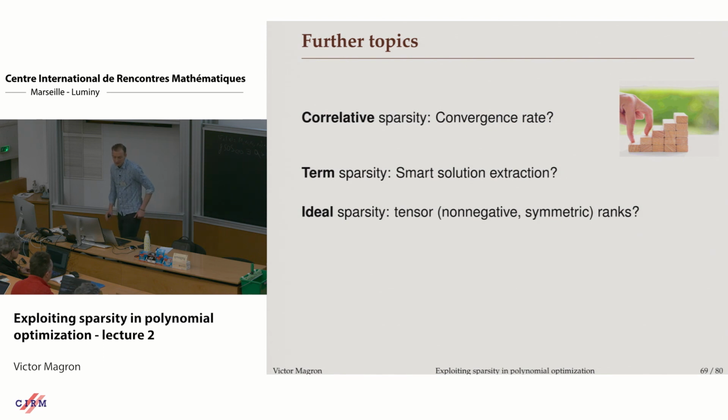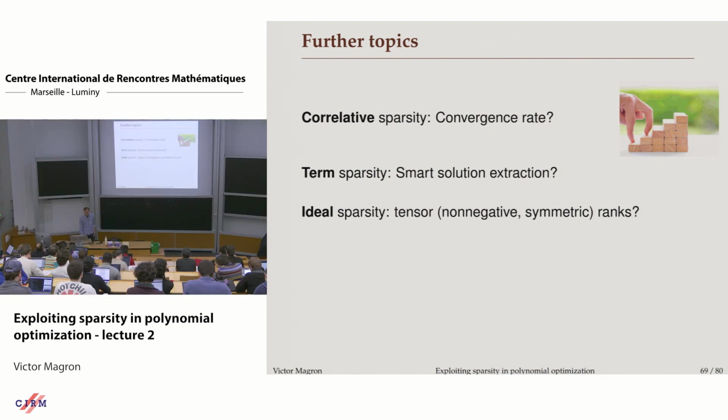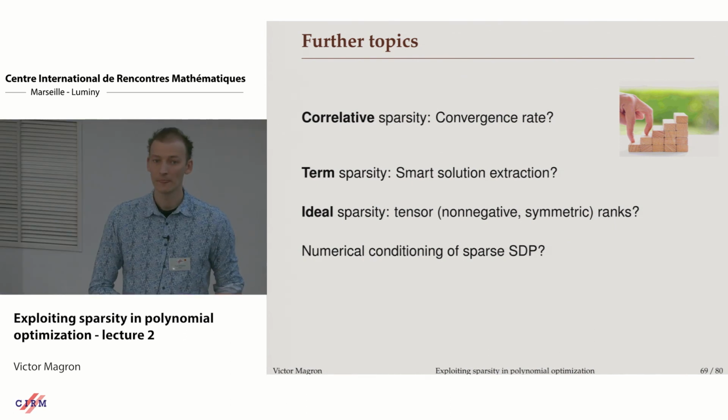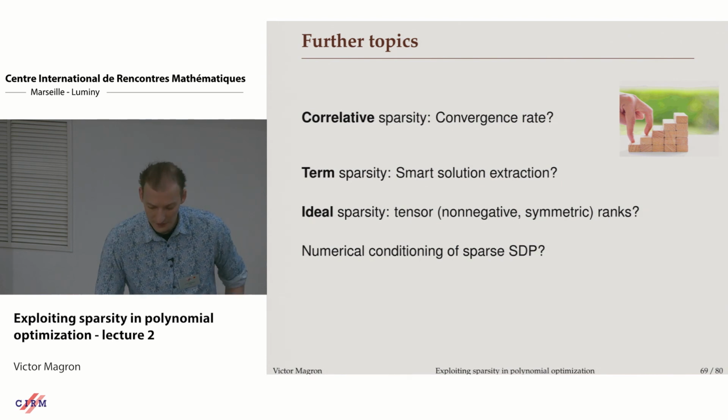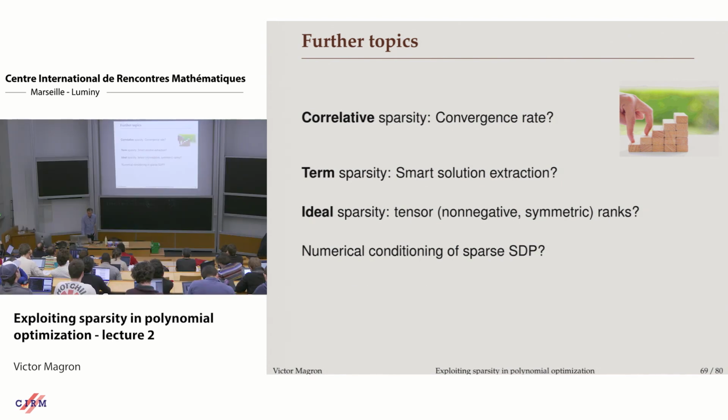And then I thought that maybe this ideal sparsity idea could be generalized to tensor ranks. For instance, there is also a notion of non-negative rank, of symmetric rank. But I don't know this topic very well. And then there is a big question. In sparse semi-definite programming, there is a well-studied issue of numerical conditioning. Here the situation is a bit different because you have a sparse SDP, but you have these ideal constraints. No one has ever studied that, so that would be also interesting.